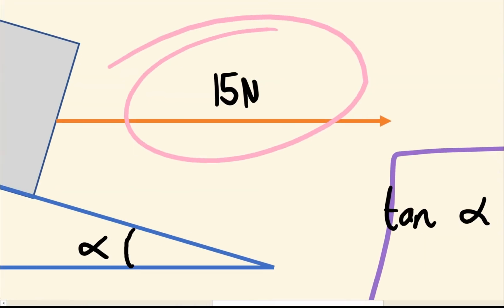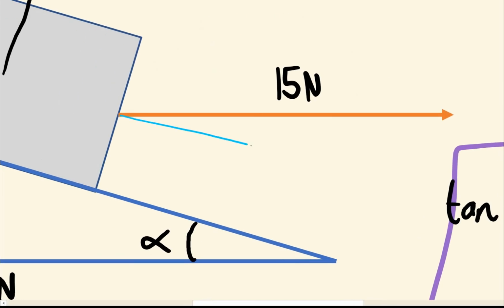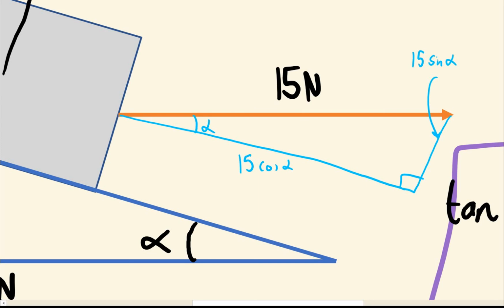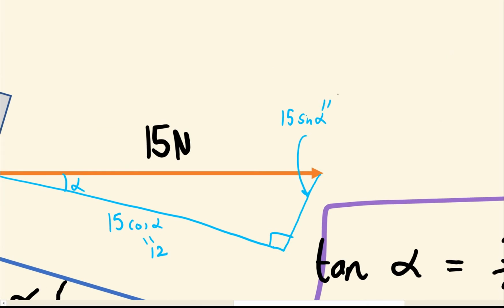And we can do the exact same thing here with this force of 15 newtons. So again, we're going to draw a triangle, make sure it's right angled, and make sure the 15 newtons is the hypotenuse. If this is alpha, then so will this. Which means this is 15 cos alpha, and this one here is going to be 15 sine alpha. Again, cos alpha is 4/5, so 15 times 4/5 is going to be 12, and 15 times 3/5 is going to be 9.